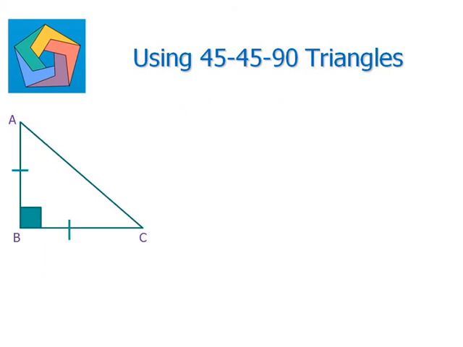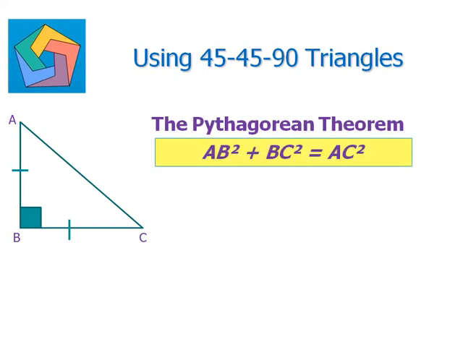Here we have another triangle. We know that for all right triangles, the Pythagorean theorem holds true. So what does the Pythagorean theorem say? For this triangle, it says AB squared plus BC squared equals AC squared. If AB measures 1 and BC measures 1, then by the Pythagorean theorem, 1 squared plus 1 squared, that is 1 plus 1 equals 2. So AC would measure square root of 2.